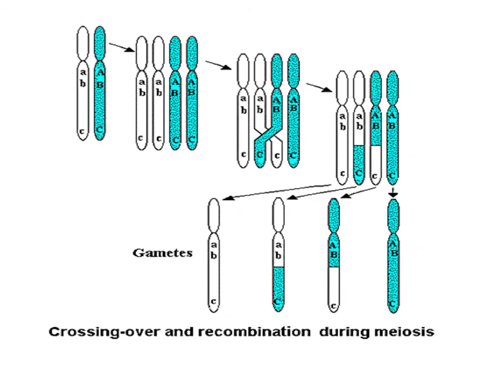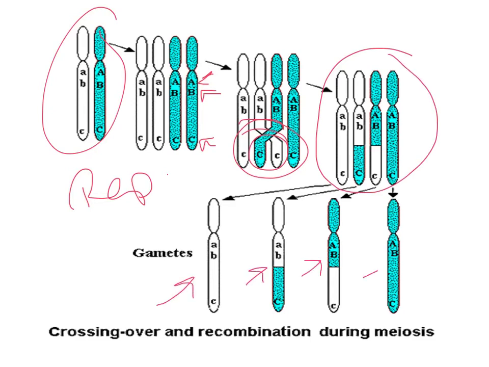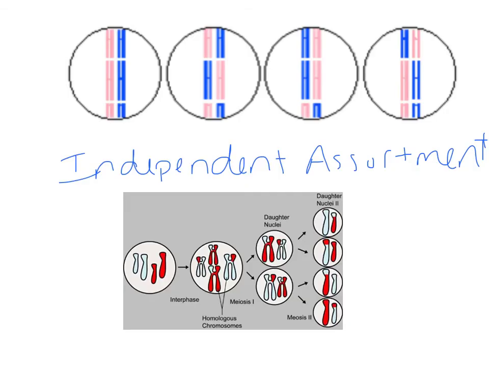Here's the picture from the jumbled mess a second ago, showing that extra step with crossing over. I've got my homologous chromosomes. They replicate here, and crossing over happens right there. Those things code for the same thing: you've got gene A, gene B, gene C, and we're crossing over at gene C. Now I've got a variety of chromosomes that can go into my individual gametes so that all my gametes are different. Independent assortment is another way that meiosis can help increase the variation.